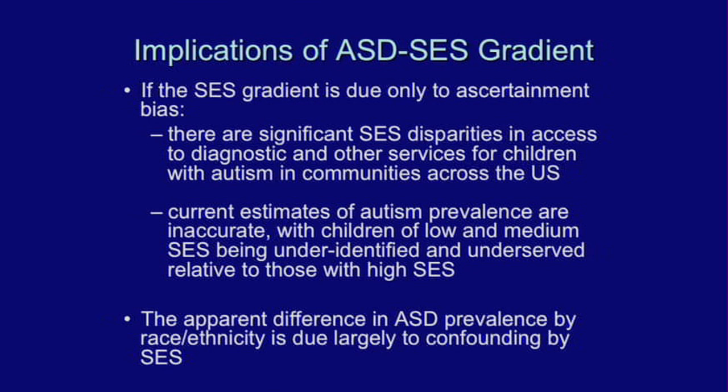And of course, as I mentioned, the apparent difference in autism prevalence by ethnicity is probably more related to the socioeconomic differences. So that's one set of implications. I think there's another implication of this.